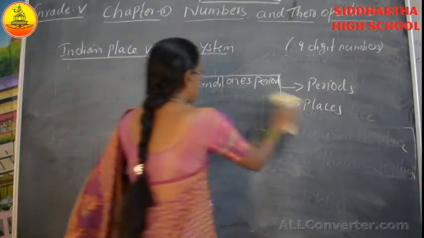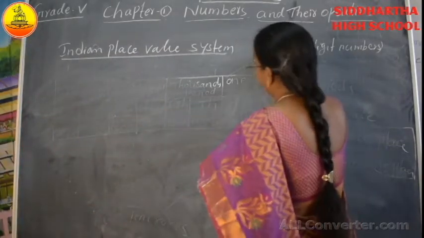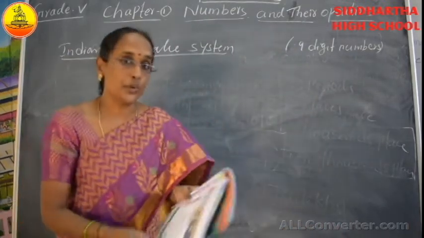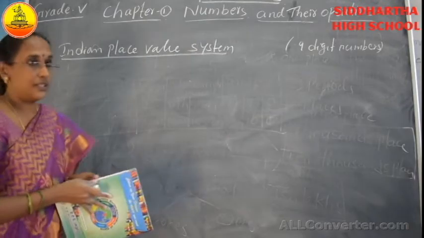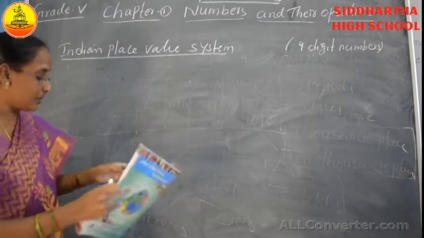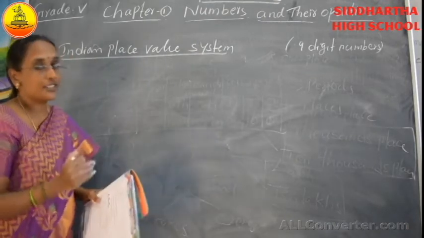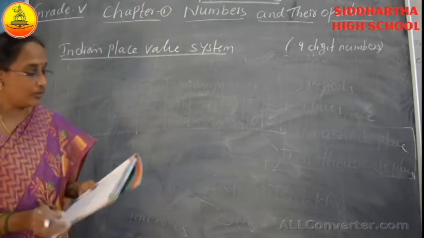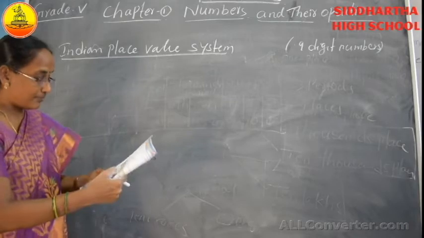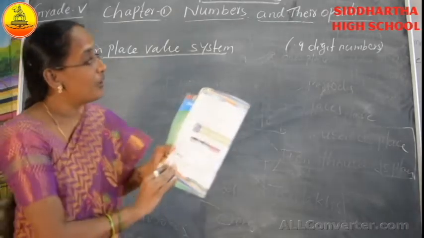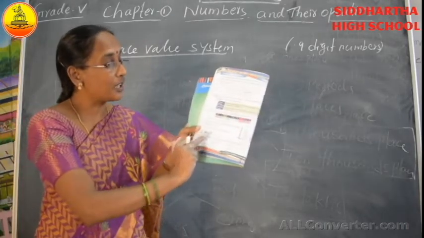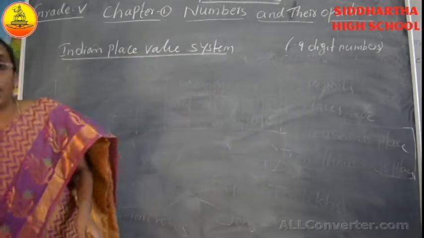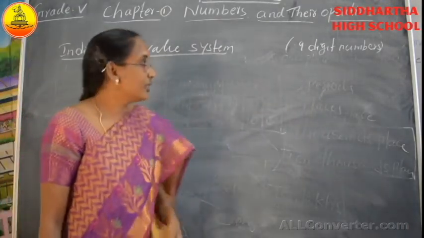in the Indian place value system. Today we'll discuss how to write the number names and how to write the numbers in the Indian place value system. First of all, how to put the commas in the Indian place value system. Observe, children: put the commas of the following numbers in the Indian place value system.